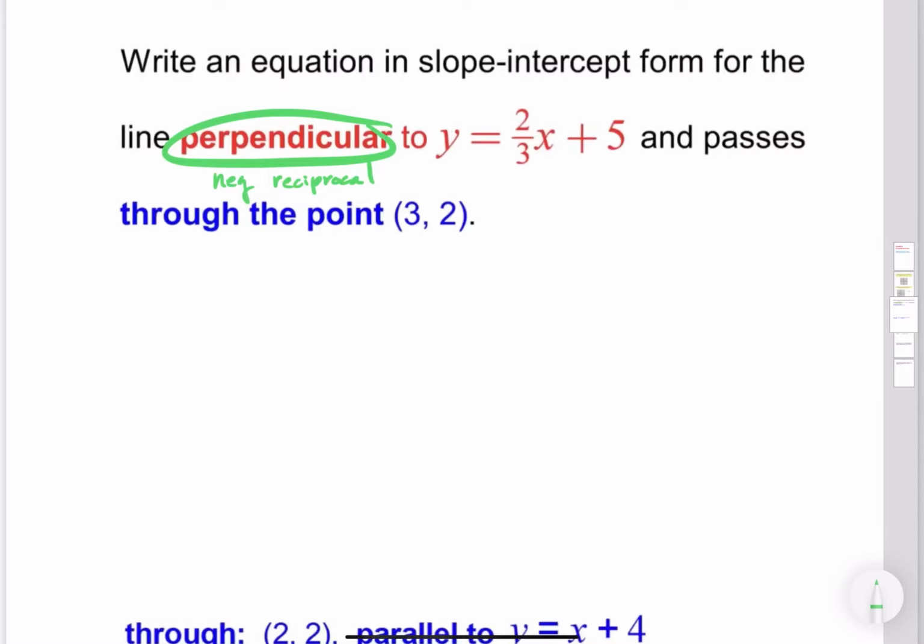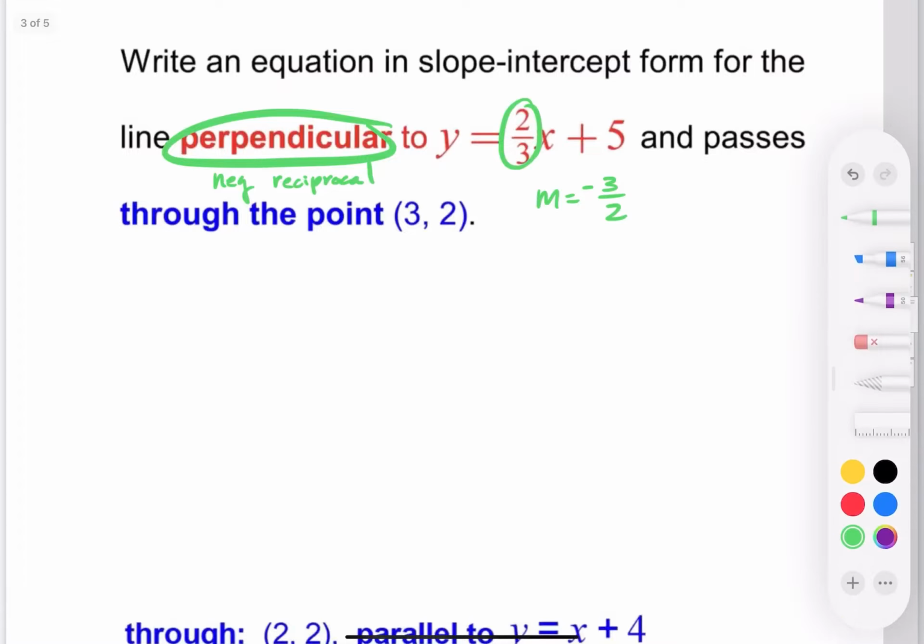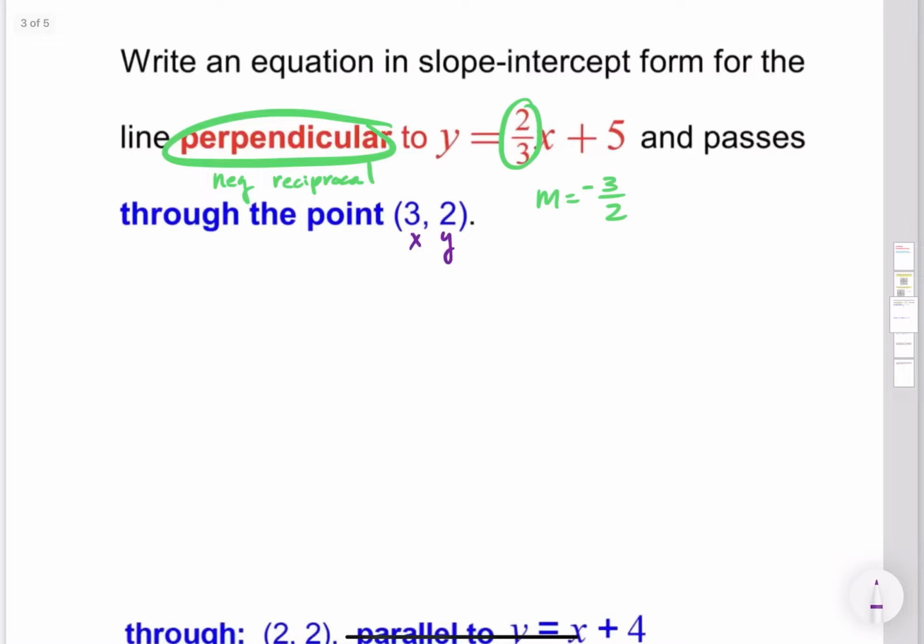Therefore, we're going to take a look at the slope that we have in this particular line, which is 2/3. We're just going to take the reciprocal, which is 3/2, and we're going to do the opposite, which means we're going to make it a negative. So one has to be positive, which means this one has to be negative. We also know that it has to go through the point (3, 2), which is an x and a y.